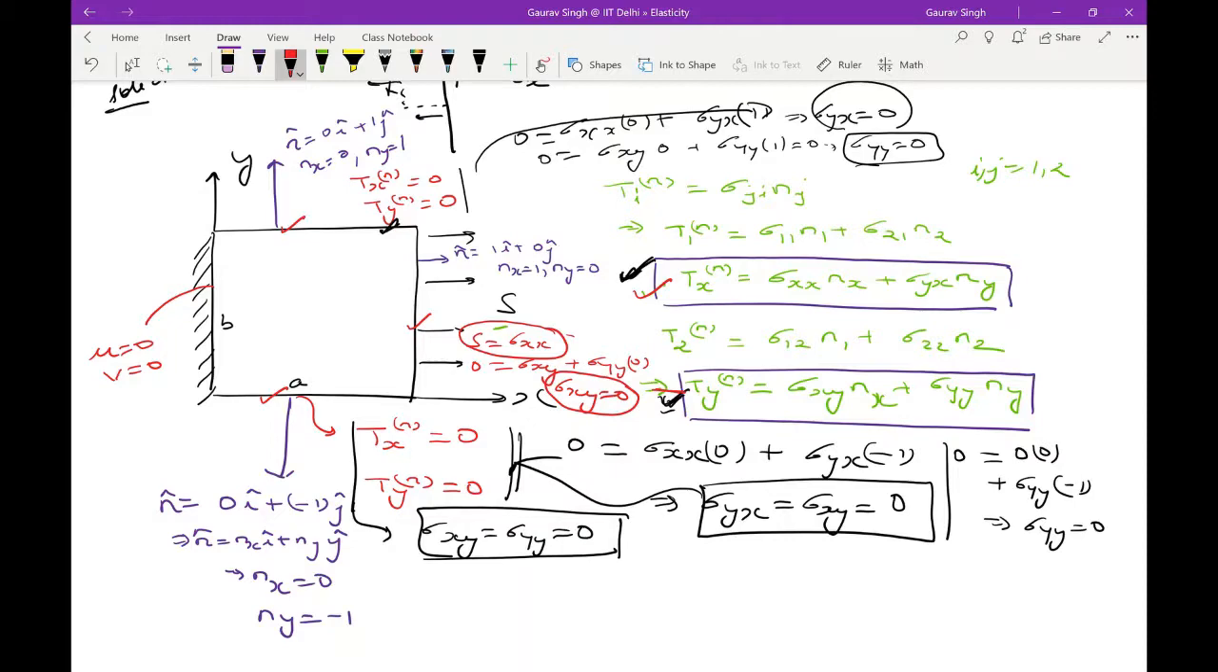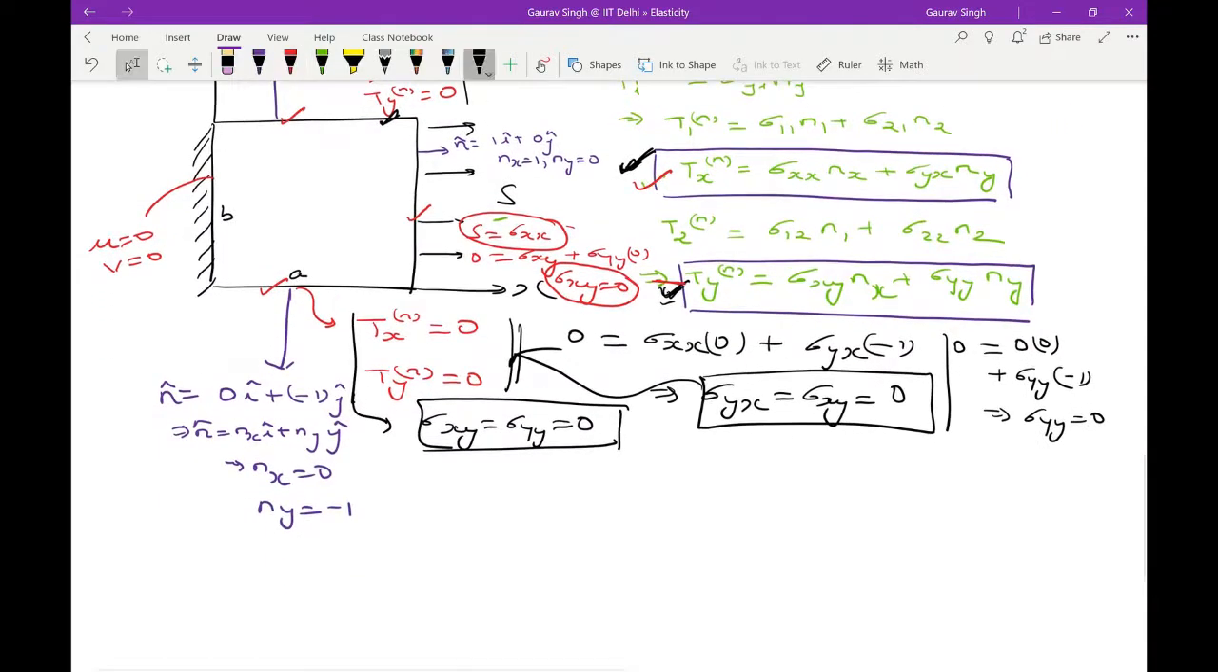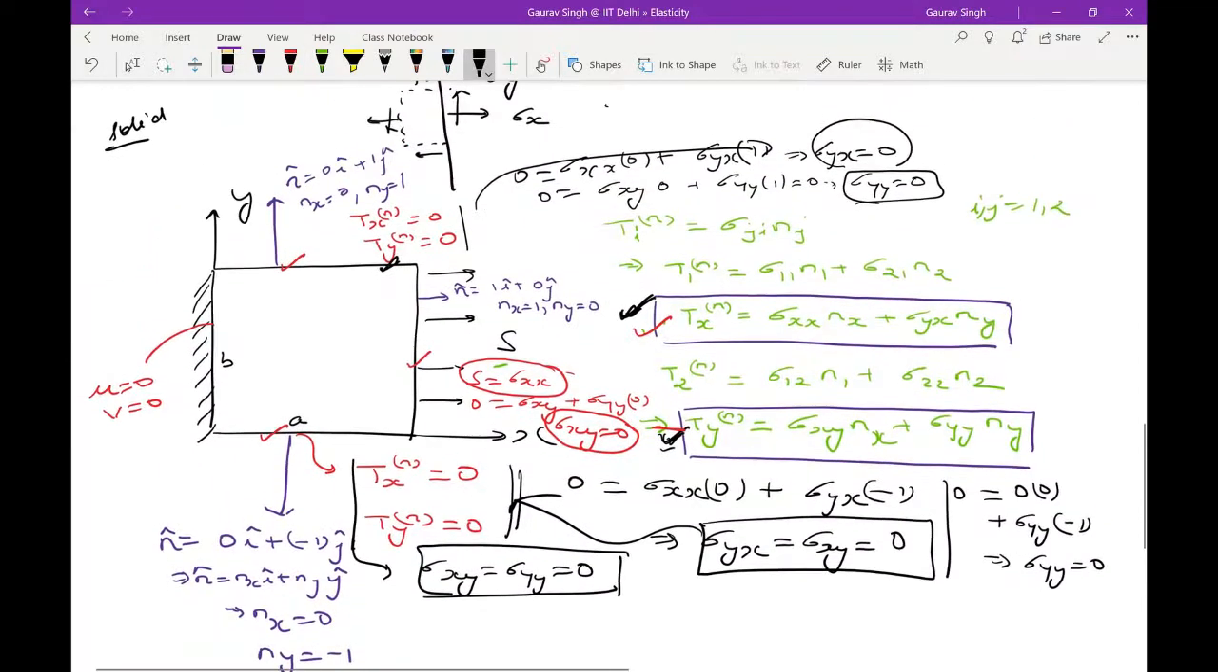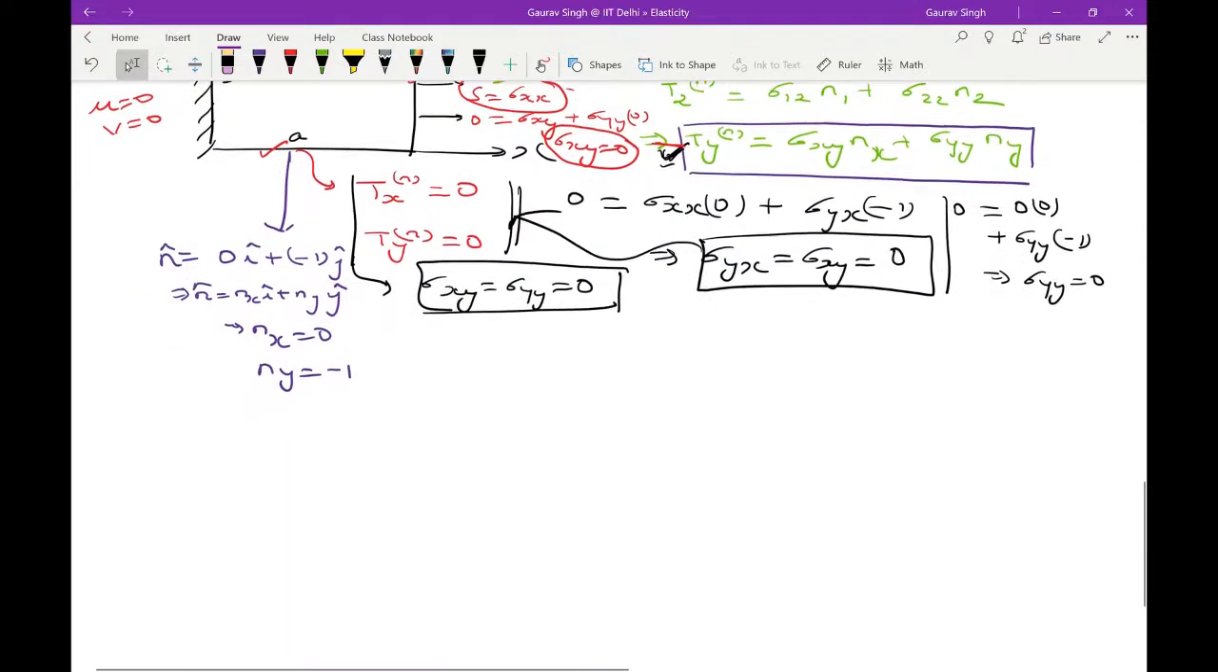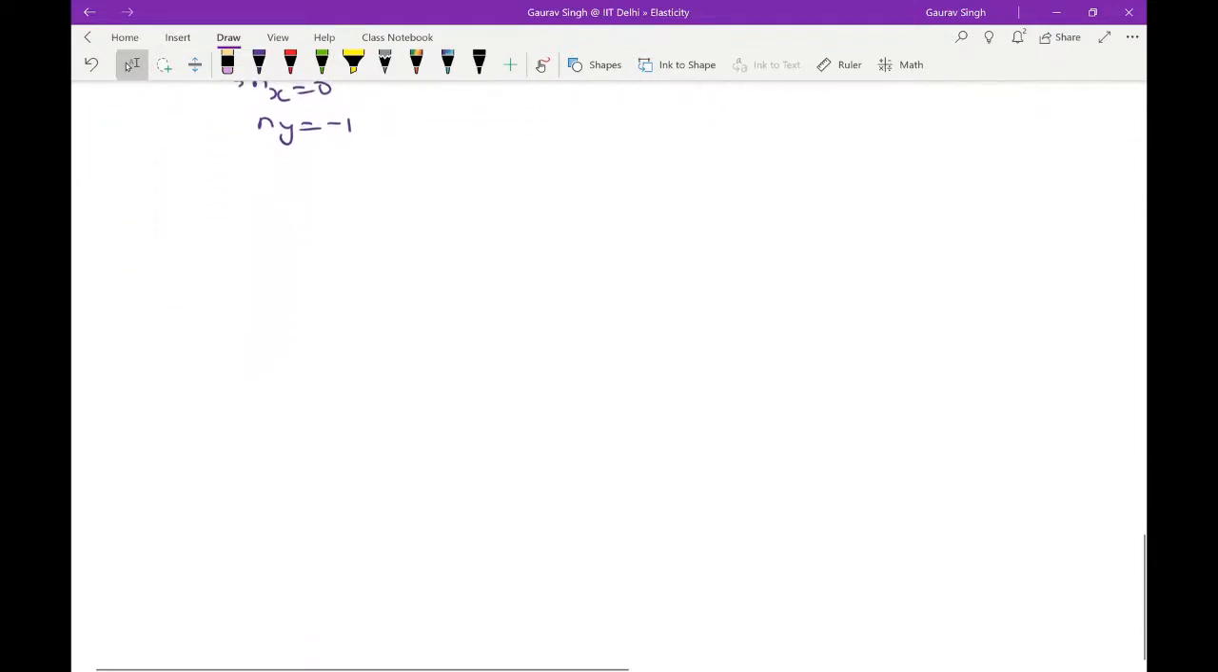Now let's consider a case where the boundaries are not actually aligned to the x or y axis like they are in this particular problem. So let's now take that case.